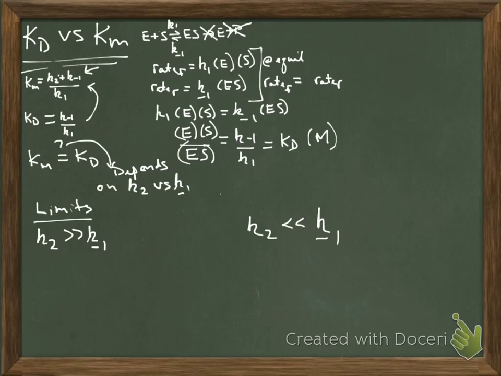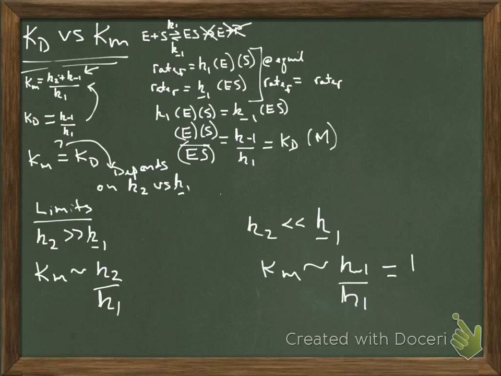And if K2 is big, then Km is approximately equal to K2 over K1. But here, Km is approximately equal to K minus 1 over K1, which is equal to Kd. And here this is not equal to Kd.